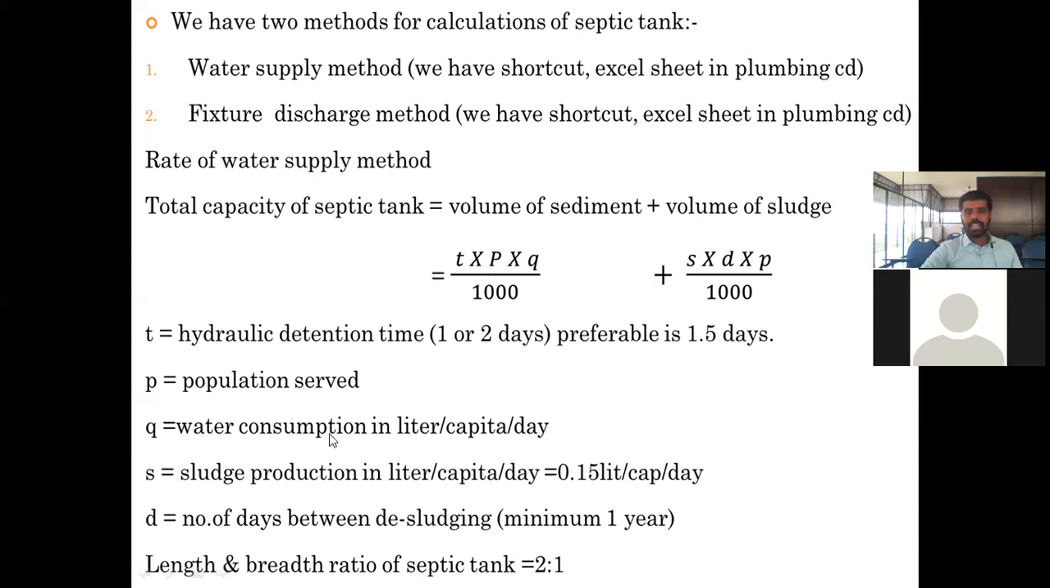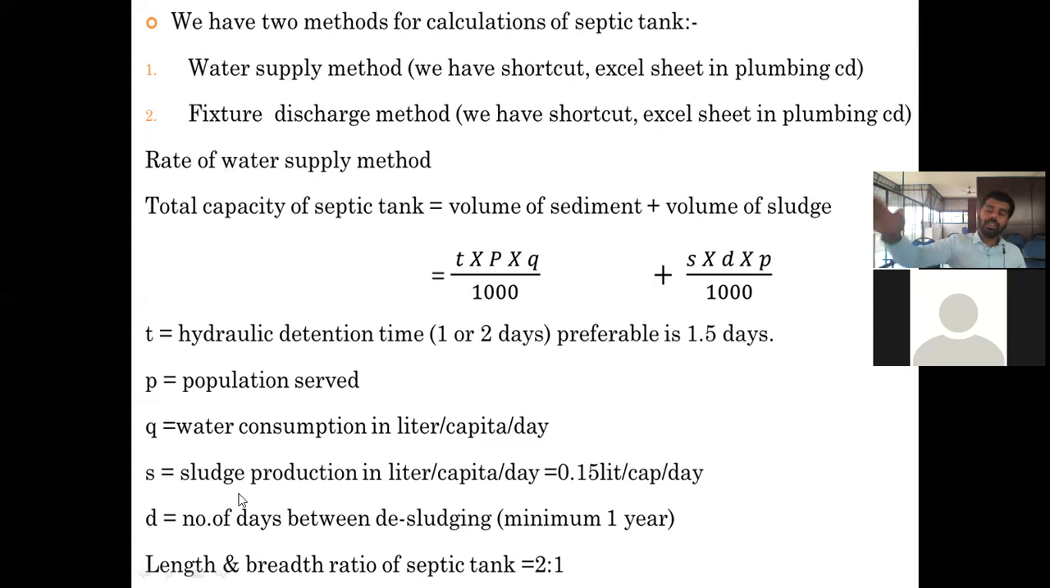And Q is the water consumption in liter per capita per day. This you can take from the NBC, the National Building Code. Last day we have already seen the water consumption. It depends upon the different application, like residences, hostels, apartments, auditoriums or hospitals, whatever it might be. Depending upon the application, the amount of water that is used by a person in liters per day is called the water consumption in liter per capita per day.